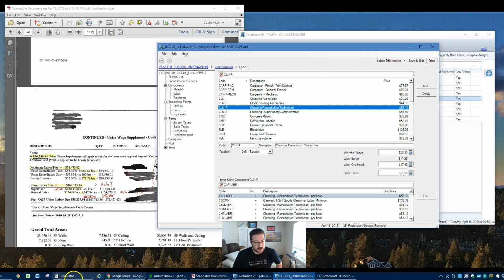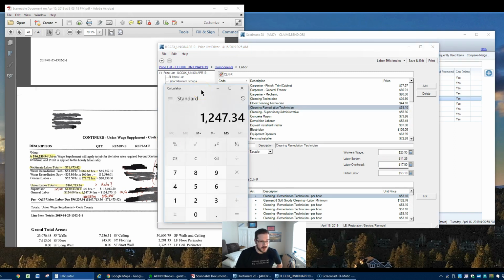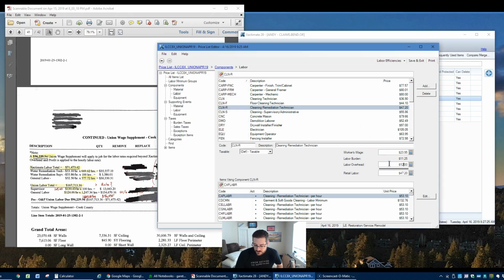Shoot. I'm going to do this. I'm going to take this 130.43 minus the wage that's already in there, 23.95. Gives me 106.48. I'm going to add the labor overhead that's here, 17.9. 124.38, that becomes my new labor overhead, 124.38. Boom. So that's total retail labor, 159.58. So that'd be a fully loaded rate.